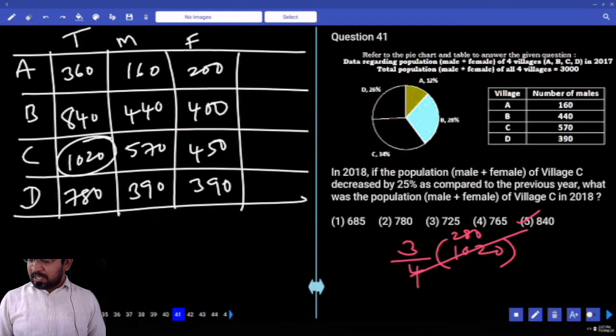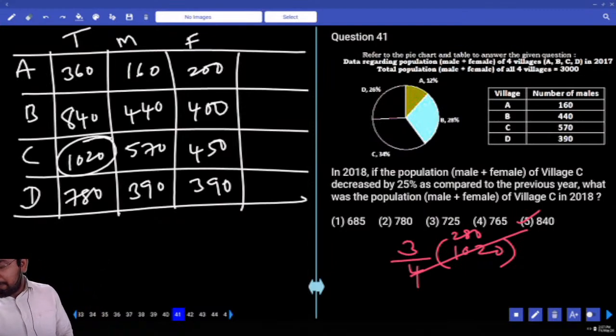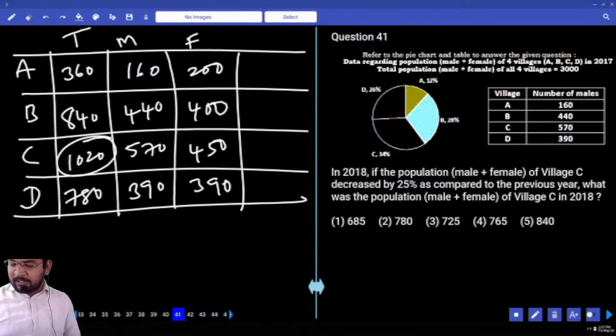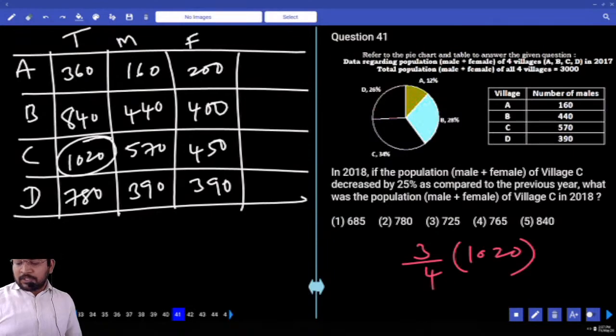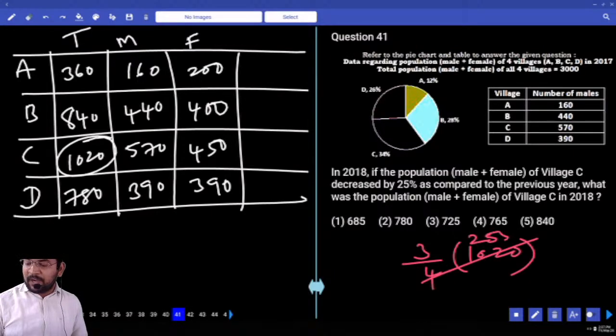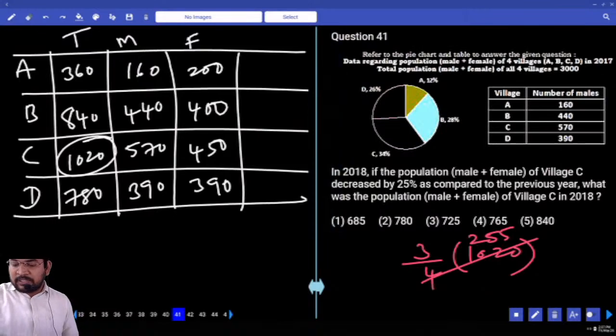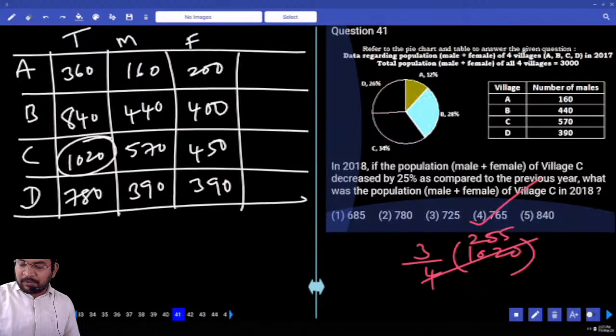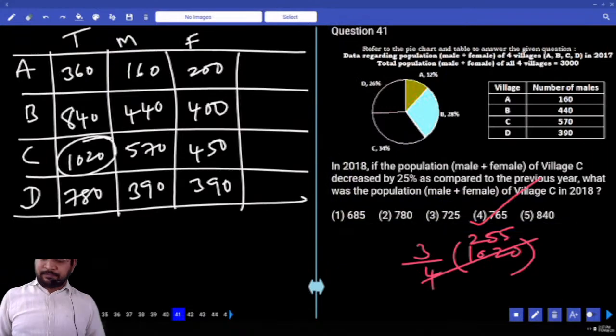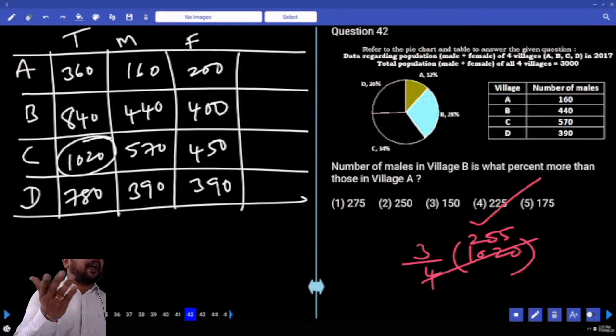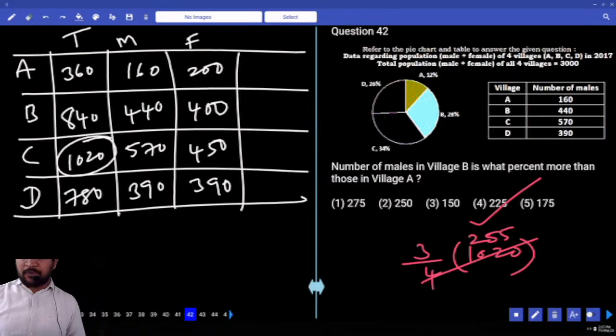So 3 by 4th of 1020. Are you clear? 4 times how much is 1020? 255 times. Now 3 into 255 is 765. Your answer is 765. 1 by 4th reduced, remaining will be 3 by 4.